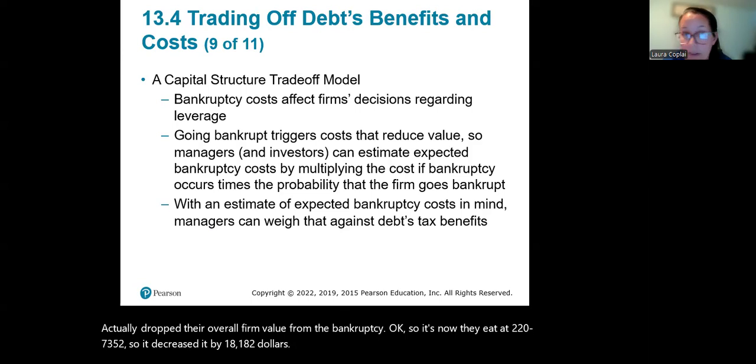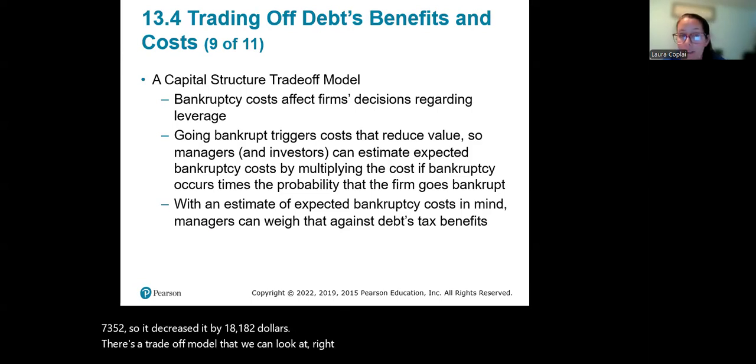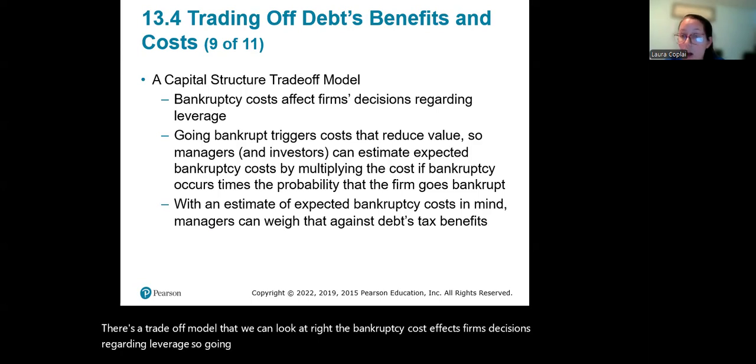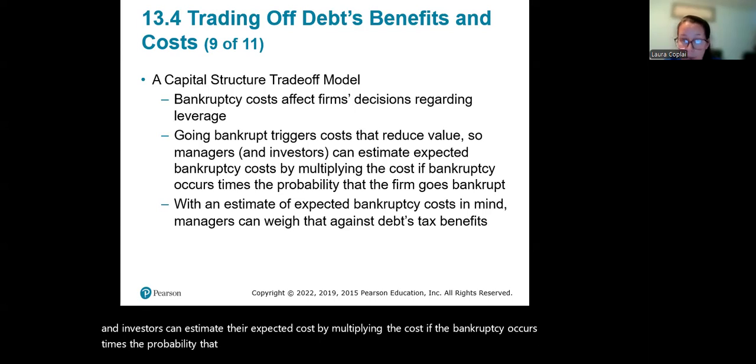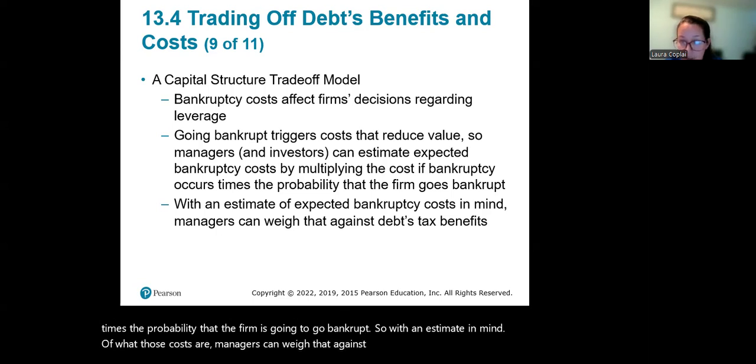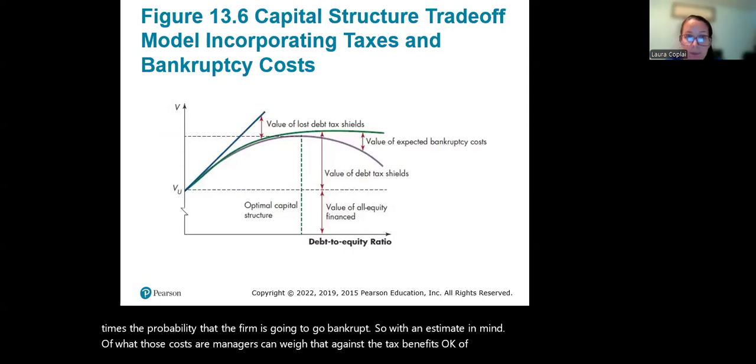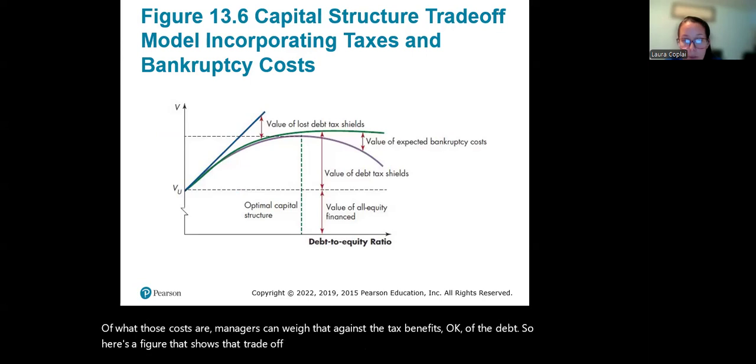There's a trade-off model that we can look at, right? The bankruptcy cost affects firms' decisions regarding leverage. So going bankrupt triggers costs that reduce our value. A lot of managers and investors can estimate that expected cost by multiplying the cost if the bankruptcy occurs times the probability that the firm's going to go bankrupt. So with an estimate in mind of what those costs are, managers can weigh that against the tax benefits of the debt. So here's a figure that shows that trade-off, incorporating taxes and bankruptcy costs.